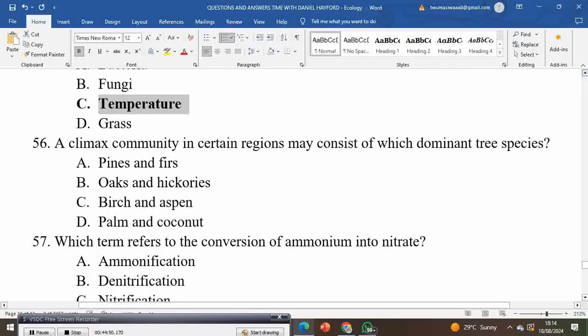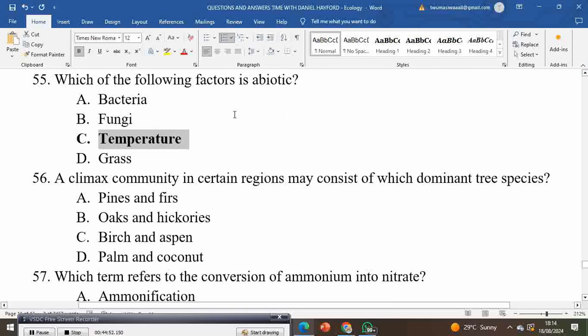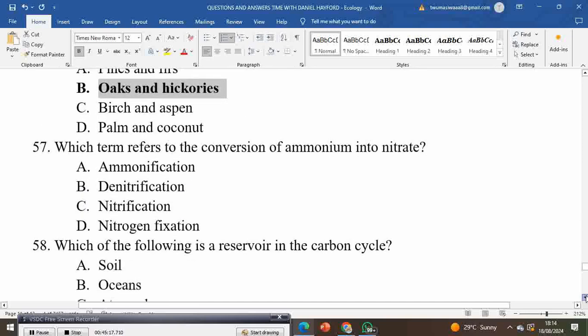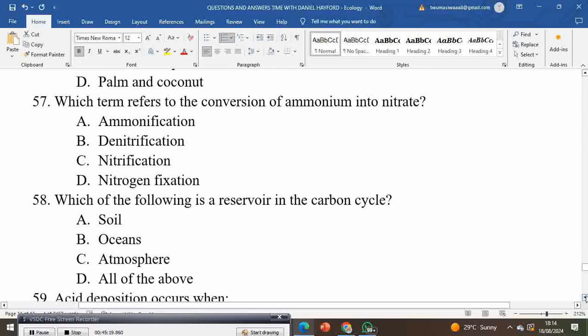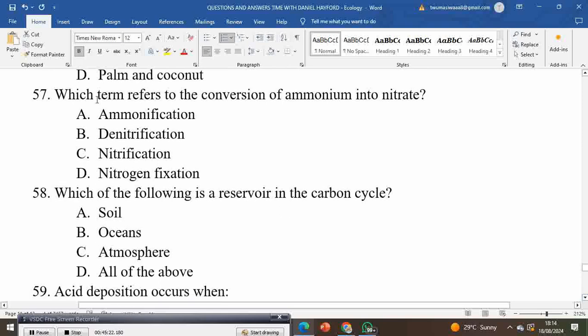Now, 56. A climax community in certain regions may consist of which dominant tree species? Pines and firs, oak and hickories, birch and aspen, palm and coconuts. Which one is your best shot? It is B, oaks and hickories. So let's go to 57 and 58. It's possible we can combine them.